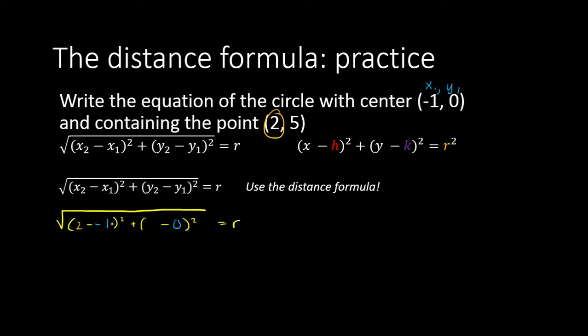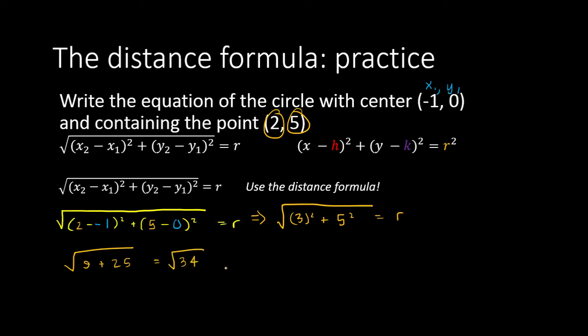2 is x2, 5 is y2. Now it's a matter of simplifying and solving for r. 2 minus a negative 1 is 3, so I've got 3 squared. 5 minus 0 is simply 5, equals r. Continuing on, 9 plus 25 equals 34. So my radius is equal to the square root of 34. That's fine. Don't always expect these to come out as pretty whole numbers.